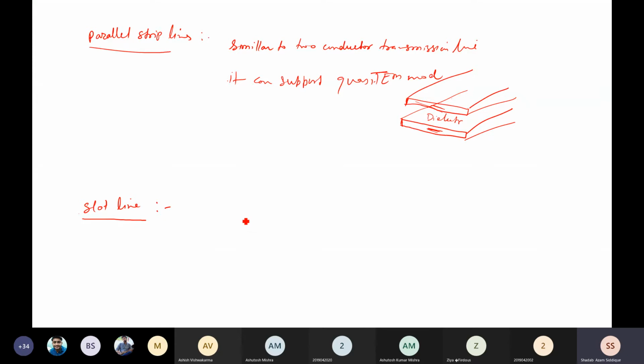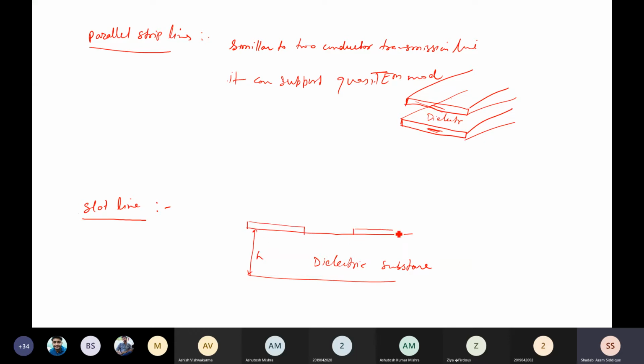Now we have a slot line. The slot line consists of a slot, or a gap in the conducting coating on a dielectric substrate, and this fabrication process is identical to microstrip line. So whatever we have seen in the microstrip line, here we have a dielectric substrate, and in between, the thickness, the height is h, okay.